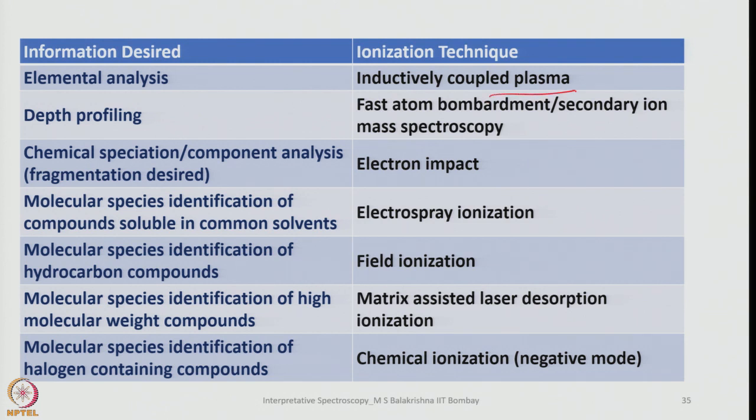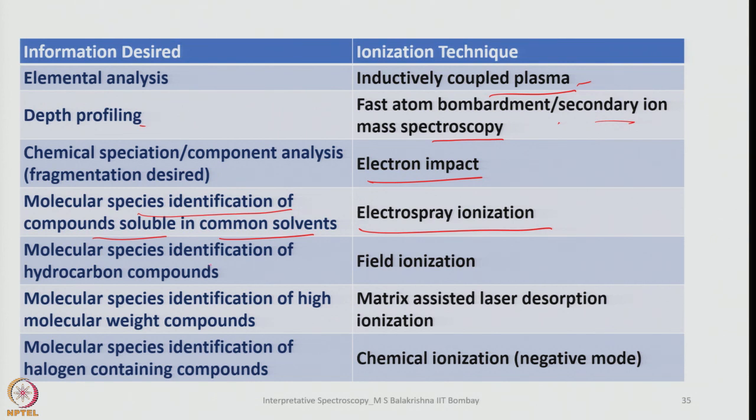In a typical elemental analysis instrument, microanalysis, this is what is used. For depth profiling: fast atom bombardment, FAB, and secondary ion mass spectroscopy. For chemical speciation and component analysis, we should go for electron impact. And for molecular species identification of compounds soluble in common solvents, the ideal one is electrospray ionization.